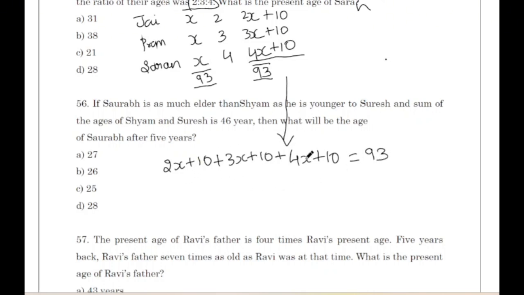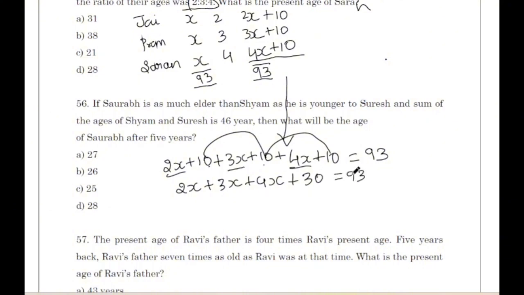So we are supposed to add the similar items like 2x plus 3x plus 4x. And what's there? 10, 10, 10. So 10 plus 10 is 20, 20 plus 10 is 30. So 30 is equal to 93. Here 2x plus 3x plus 4x, how much? 2 plus 3 is 5, 5 plus 4 is 9. 9x plus 30 is equal to 93.